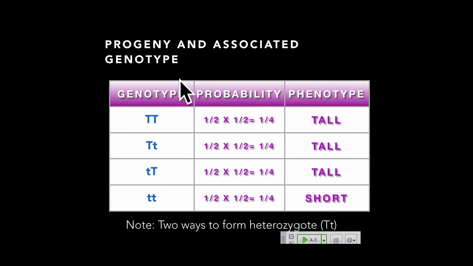So we can look at it. Here's a cross of the two heterozygotes. To get this genotype, it was just what we just did, 1/2 times 1/2 is 1/4. The phenotype is tall. For the heterozygotes, it's still going to be 1/2 for big T, and 1/2 for the small t. So in each of these cases, getting each of these genotypes is 1/4. Just make sure you notice that with the heterozygote, there are two different ways to get that. That's where your addition rule is going to come in.